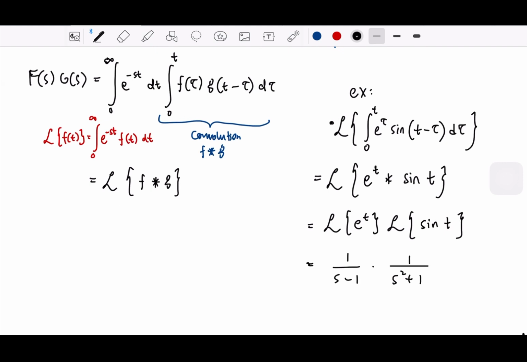Now, of course, every Laplace will have an inverse. So we could also take the inverse of this convolution. Okay, but I think the important point in our convolution is whenever we have Laplace, and we know that the inside will be a convolution, then we could separate it into each Laplace and multiply. So Laplace of the convolution f * g becomes Laplace of f multiplied with Laplace of g. Okay?